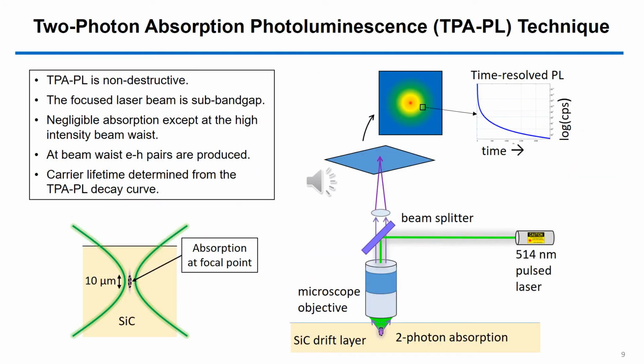This is a schematic of our measurement technique. Note that it's non-destructive. A subband gap laser pulse is focused by an objective to a small spot, and only at that focal point are electron hole pairs produced. That spot can be moved up and down to sample any portion of the epitaxial layer. From the decay curve, as you see in the upper right, we can extract the lifetime.